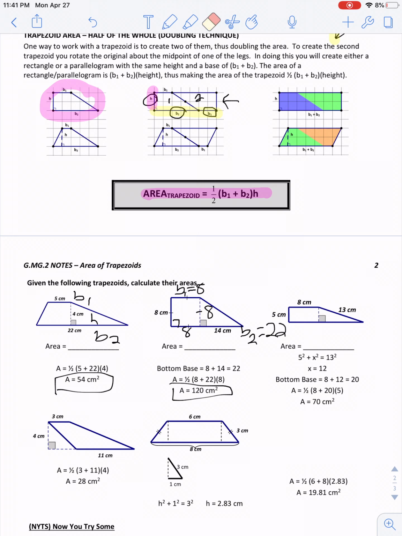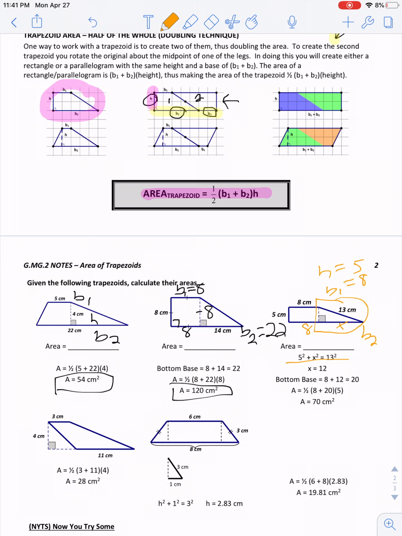All right. Third one over here is a little bit tricky. We know the height is 5. Base 1 is 8. We don't know base 2, but we know part of it's 8. We need that part right there. Well, notice the right triangle here. So Pythagorean theorem. 13 is the hypotenuse, so 13 squared equals the height, which is 5 squared, plus x squared.